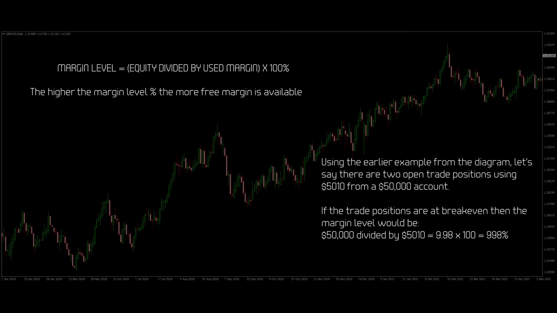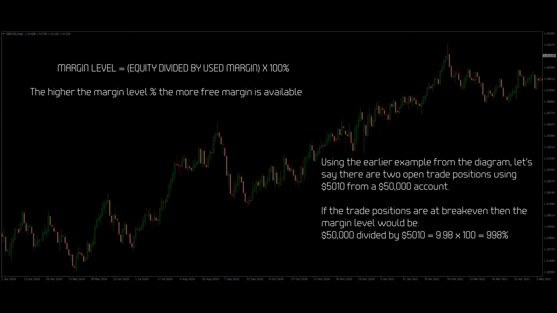Let's say both positions were at break even, therefore your account equity is the same as your account balance, which is $50,000. The margin level would be $50,000 divided by $5,010, which is 9.98, which we multiply by 100 to give 998%. 998% means the margin level is high, therefore it shouldn't be an issue entering more trades at the same time.